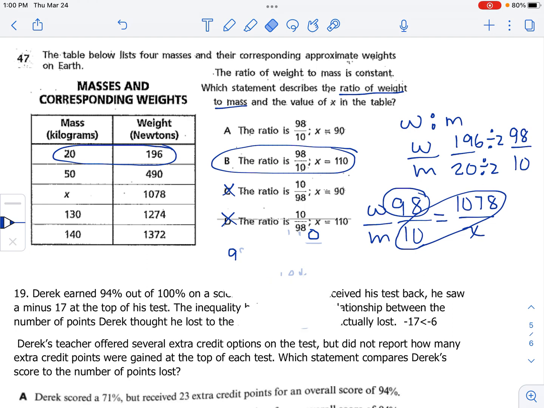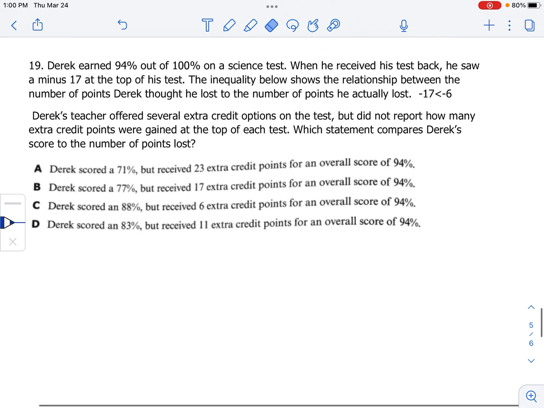Okay, let's go on to number 19. Derek earned 94% out of 100 on a science test. When he received his test back, he saw a minus 17 at the top of his test. The inequality below shows the relationship between the number of points Derek thought he lost to the number of points he actually lost. Negative 17 is less than negative 6. Derek's teacher offered several extra credit options on the test, but did not report how many extra credit points were gained at the top of each test. Which statement compares Derek's score to the number of points lost?